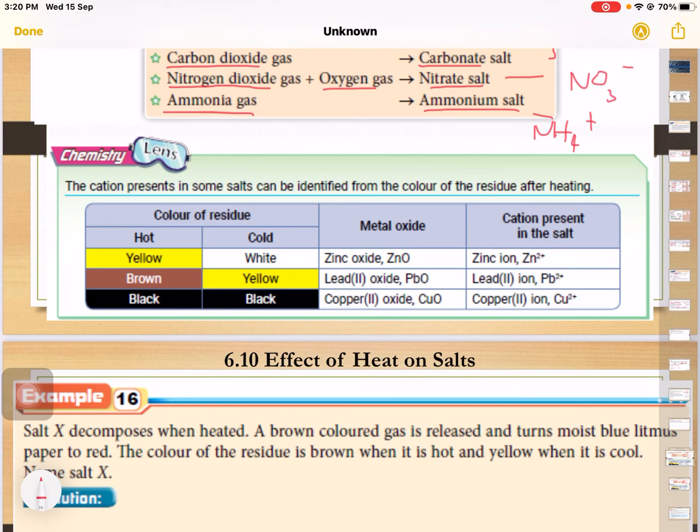Kalau lah bila hot warna dia yellow, bila cool warna dia white, so metal oxide itu adalah zinc oxide dan cation yang ada ialah zinc ion. Sekiranya residu kita brown when hot, yellow when cool, so the metal oxide adalah lead-2 oxide. So cation yang wujud adalah Pb2+ ion. And then bila color residue tu black when hot, black when cool, maksudnya metal oxide yang terhasil itu adalah copper-2 oxide ataupun CuO, dan cation yang wujud adalah copper-2 ion ataupun Cu2+.